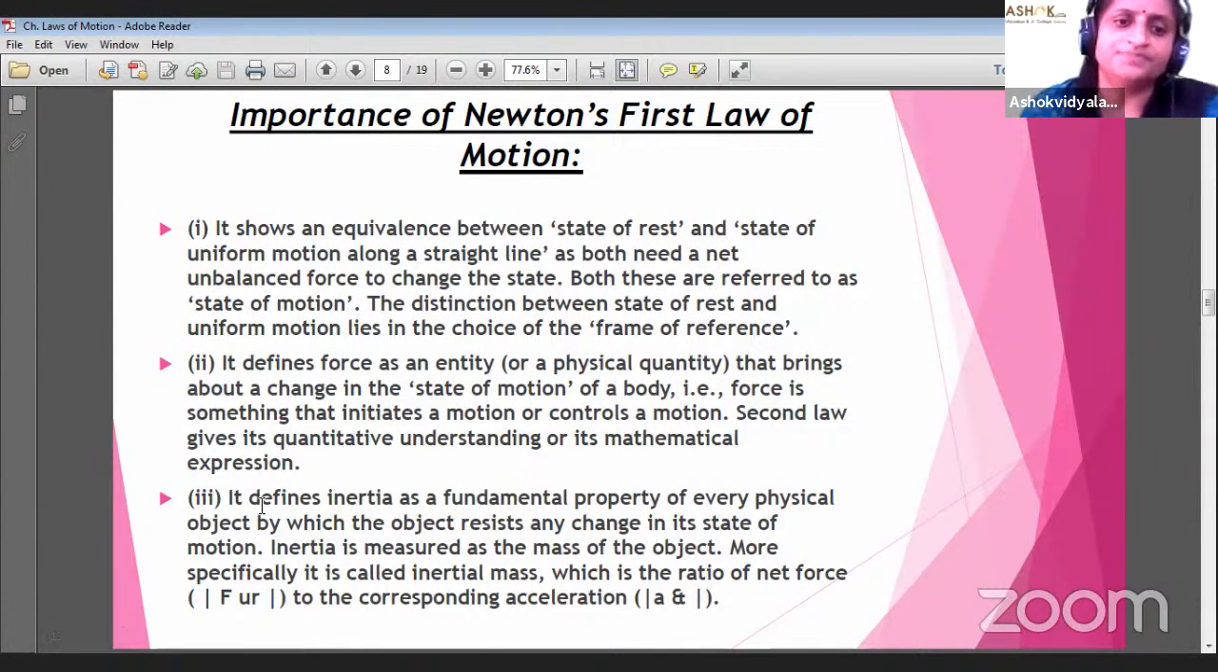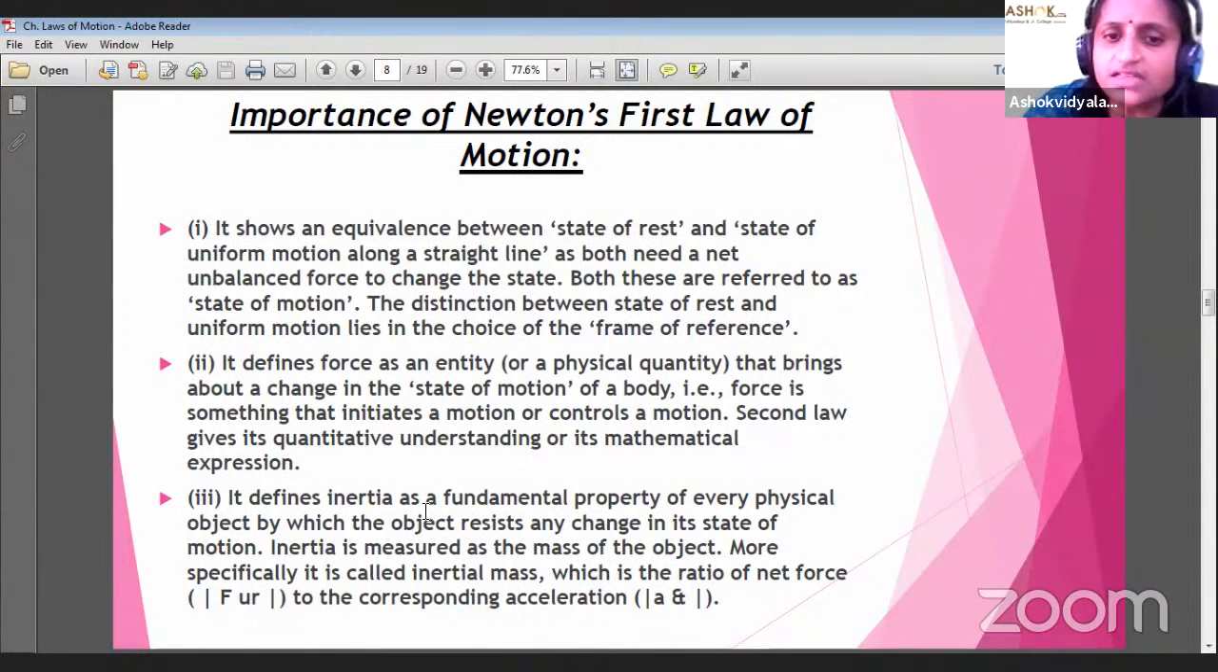And the third point, it defines inertia. What is the meaning of inertia? Inertia is nothing but mass. Inertia is a fundamental property of every physical object by which the object resists any change in its state of motion. First of all, what is inertia? Inertia is the mass. Greater the mass, greater the inertia.